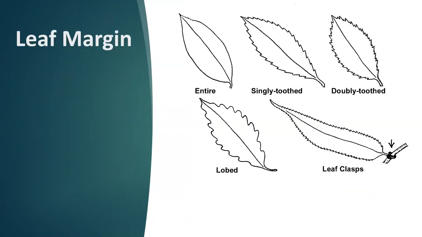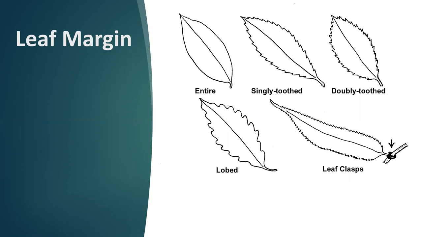Another important component that we're going to pay quite a bit of attention to is the leaf margin. So what does the outside of that leaf look like? There's a few different classifications here. Basically, an entire leaf is one that has an entire leaf margin. So it doesn't have any serrations, it doesn't have any unique lobes. It's just a straightforward leaf.